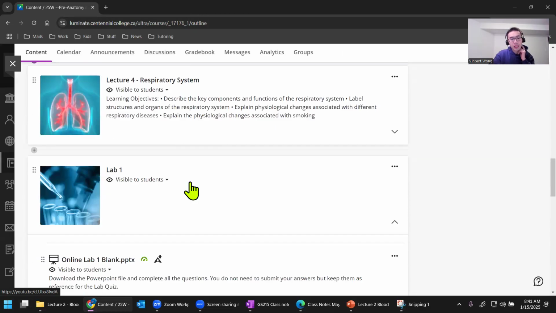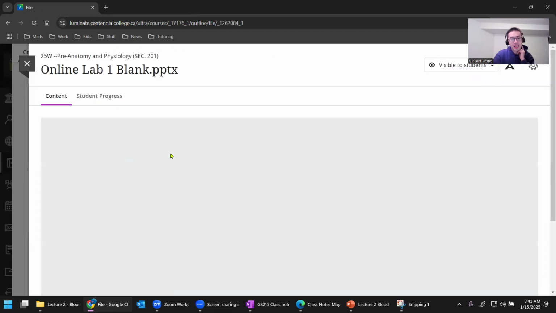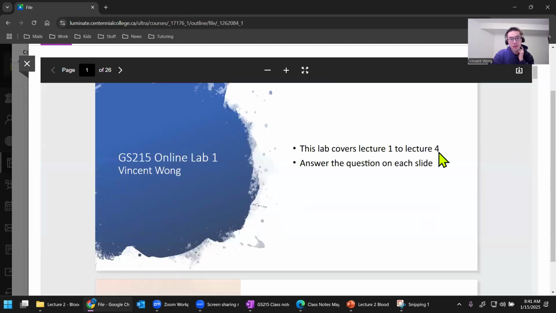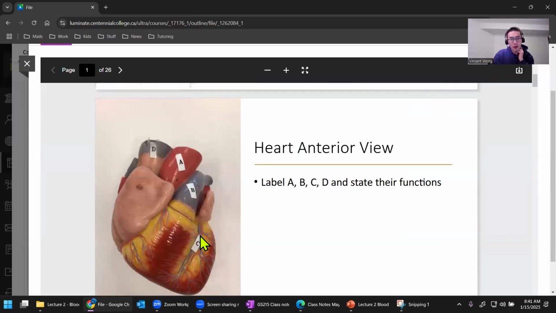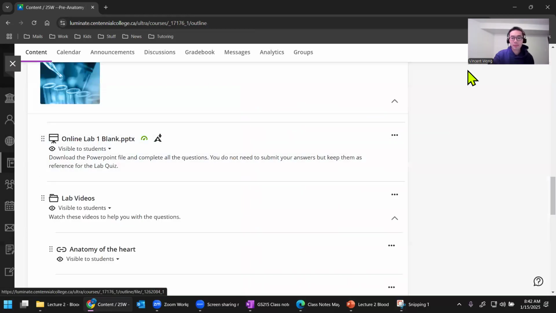Let me just reiterate the point a little bit. If you click on the lab package, you'll see that's the heart model that was in the video, right? So you definitely want to watch that first before attempting this lab. You don't have to hand this in, remember? You just have to do it, keep a good copy yourself, and then you will do the lab quiz afterwards. Is that okay?